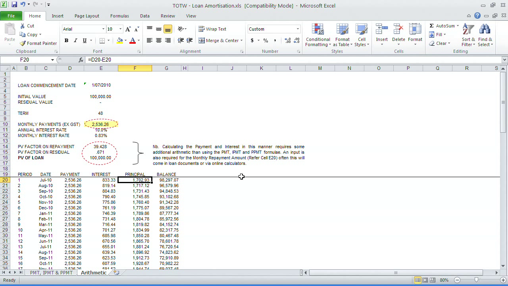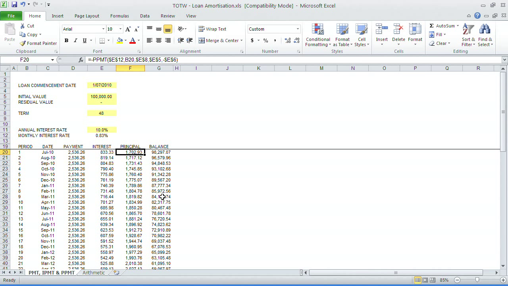That brings us to the end of tutorial number 27, looking at loan amortization and the payment functions, the full payment, the interest payment, and the principal payment.